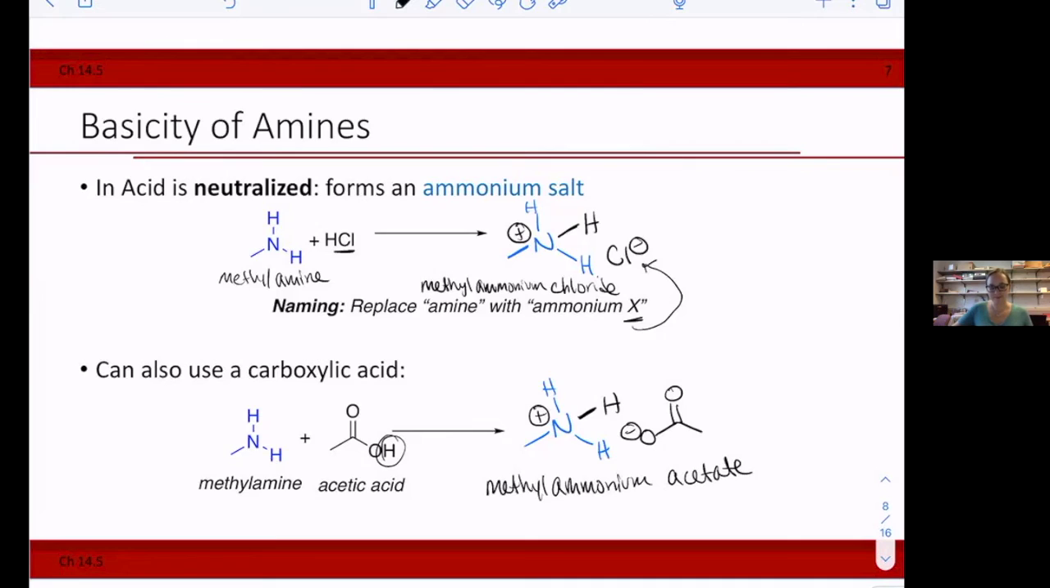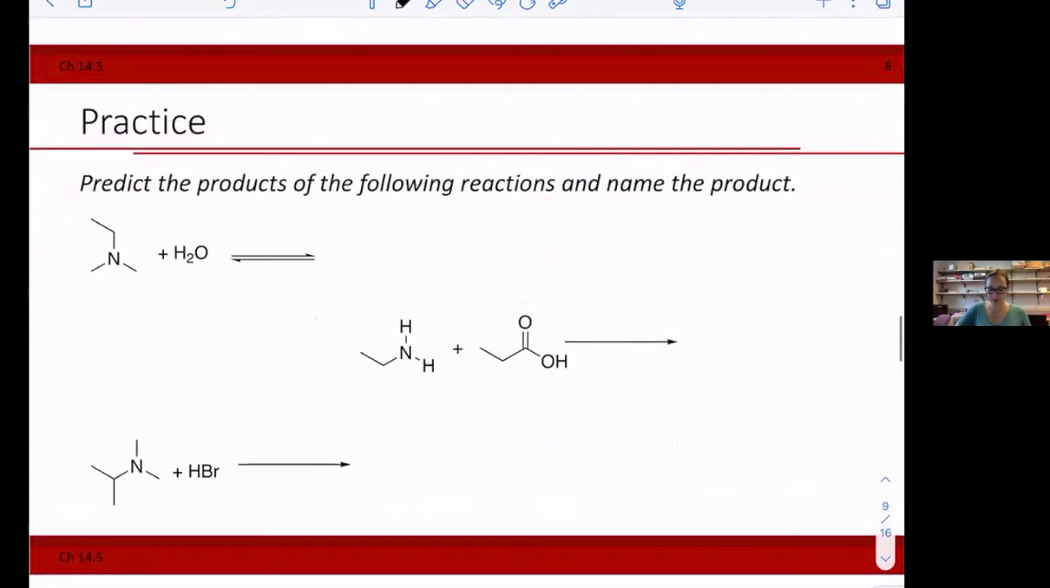is the answer. Okay, so let's do a couple practice problems. Predict the product of the following reactions and name the product. Feel free to pause the video now and try it on your own, and I'm going to go through the answers. Okay, so this first reaction is an ionization just with water, this equilibrium process.